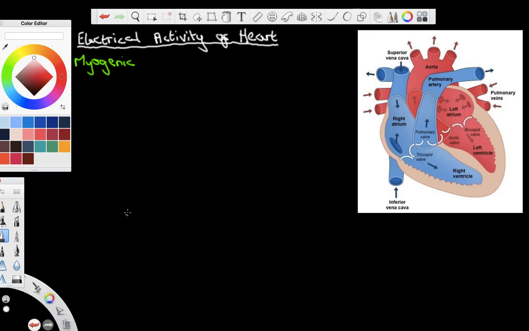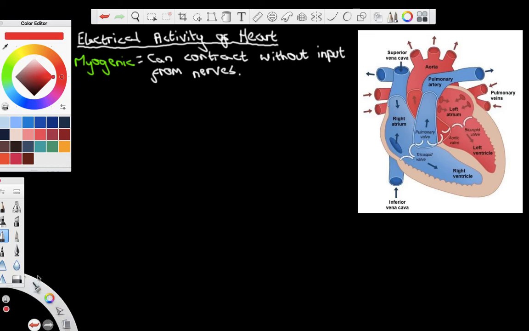So we can write that myogenic means that it can contract without input from nerves. Okay, so your heart can contract without input of nerves. We're going to talk about how your heart conducts the cardiac cycle. How does it carry out the cardiac cycle without your brain? So we can just add underneath here, I'm going to put it in red, that the heart initiates the cardiac cycle without using the brain.